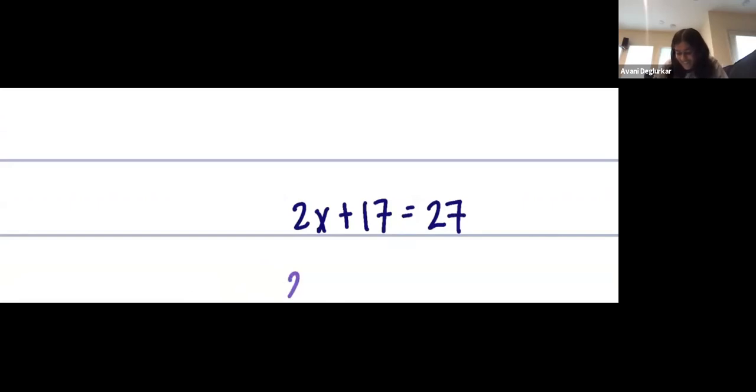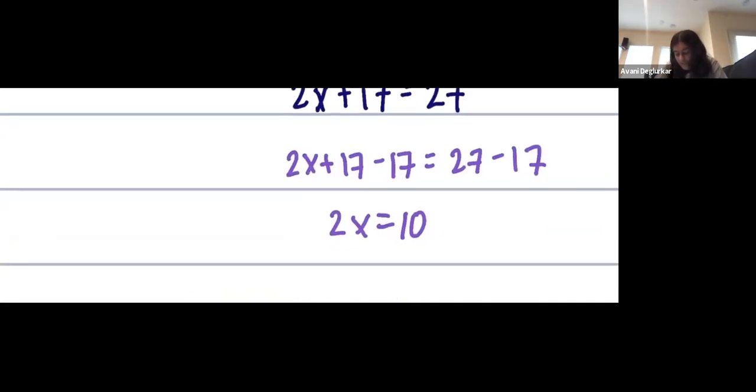Subtract 17 from both sides. 2x plus 17 minus 17 equals 27 minus 17. 17 minus 17 is 0. 27 minus 17 is 10. You get 2x equals 10. Divide both sides by 2. You get 2x over 2 equals 10 over 2. X equals 10 divided by 2, which is 5.